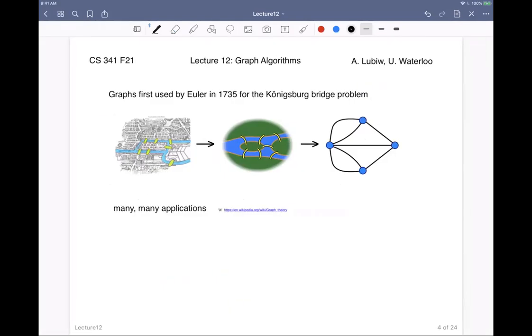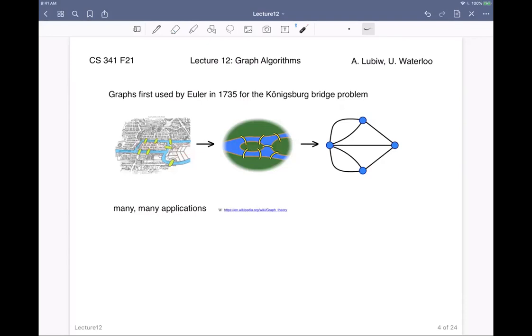Good. So graphs have been studied for a very long time by mathematicians, starting with Euler in 1735, who formulated this for the purpose of the Königsberg bridge problem. So the town of Königsberg had a river going through it with a couple of islands. Here's one and here's one. They're drawn here as these green blobs. And it had some bridges.